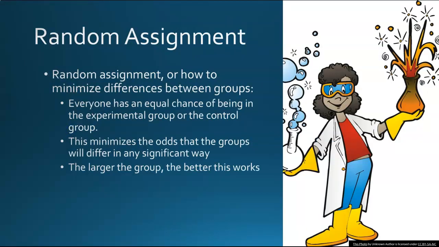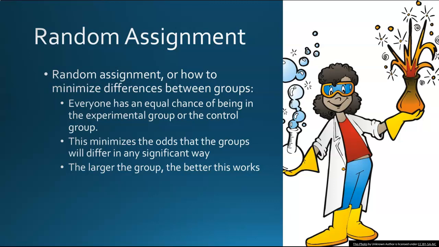Random assignment occurs when everyone in a group has an equal likelihood of being in either the experimental group or the control group. The experimental group is the group subjected to the experimental condition. The control group gets subjected to normal conditions, or basically whatever it is the experimental group is being compared to.